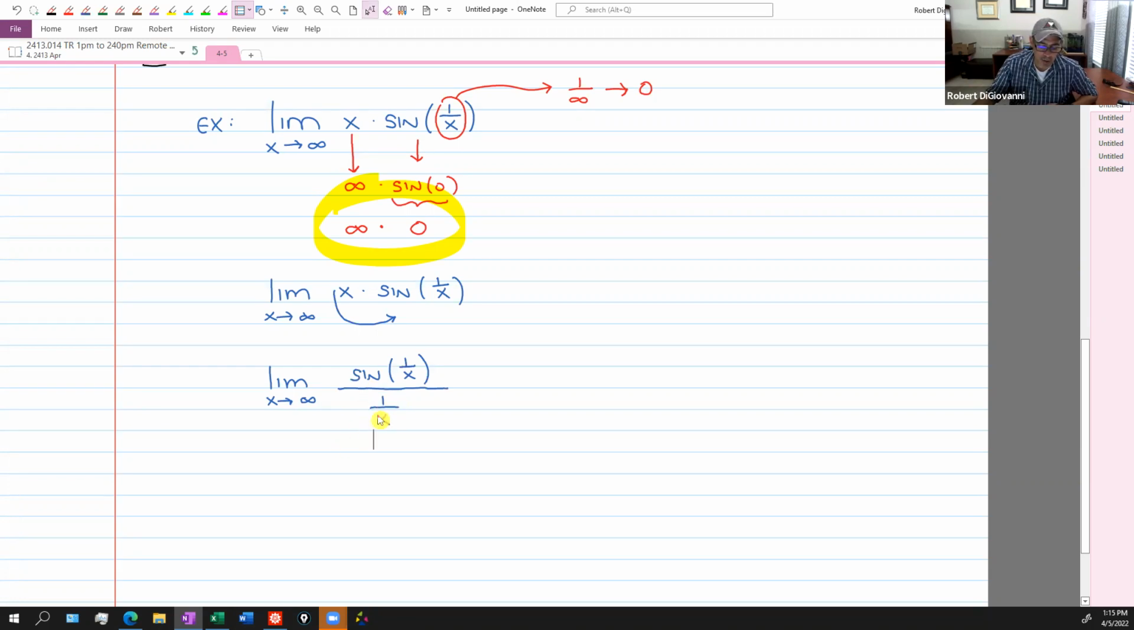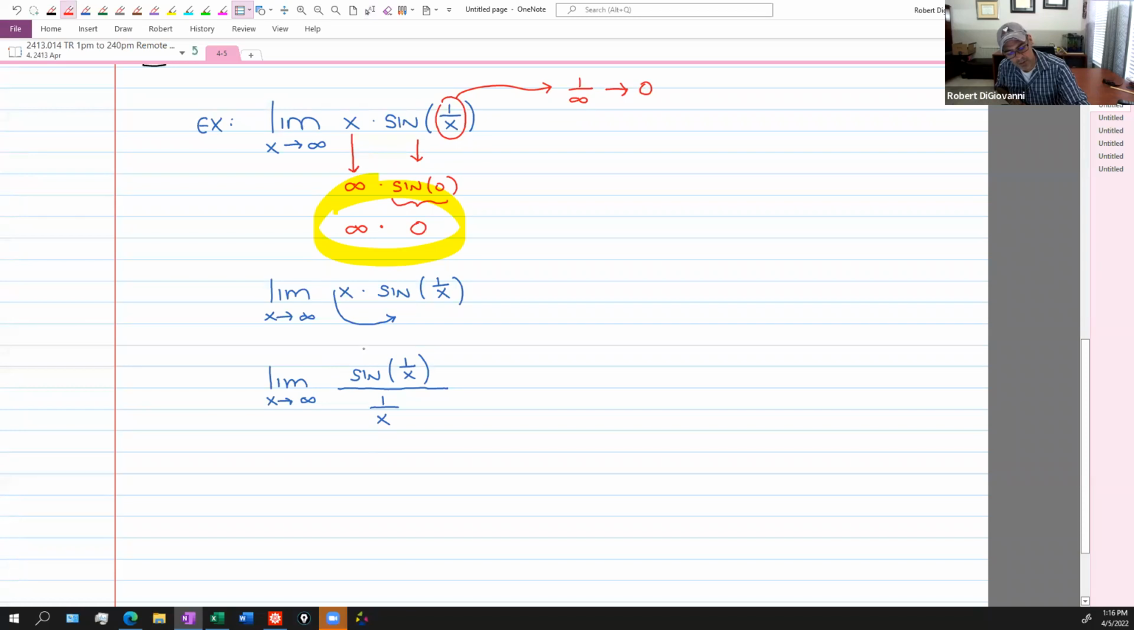Because this is like sine of 1 over x over a fraction, I could flip the x back up and the x would really be just right next to the sine. So it's just me rewriting it in a different way. It's the same exact expression, right? But take the limit now and look at what you have.